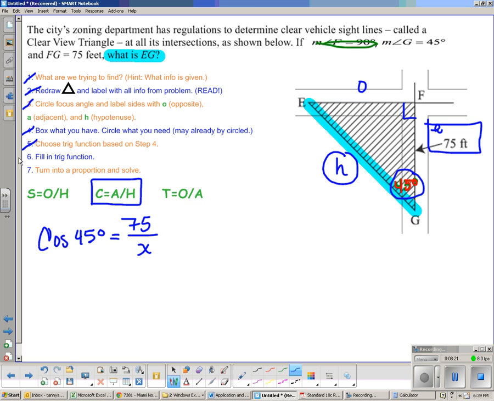Okay. Next step is turn into a proportion and solve. So we're going to turn this into a proportion by putting it over 1, and then we're going to go ahead and solve. So cross multiplying, I get cosine. I'm going to go ahead and move this work over here so I have more space. So cosine of 45 degrees times X, I'm going to put this in parentheses, equal to 75 times 1, which is going to just be 75.